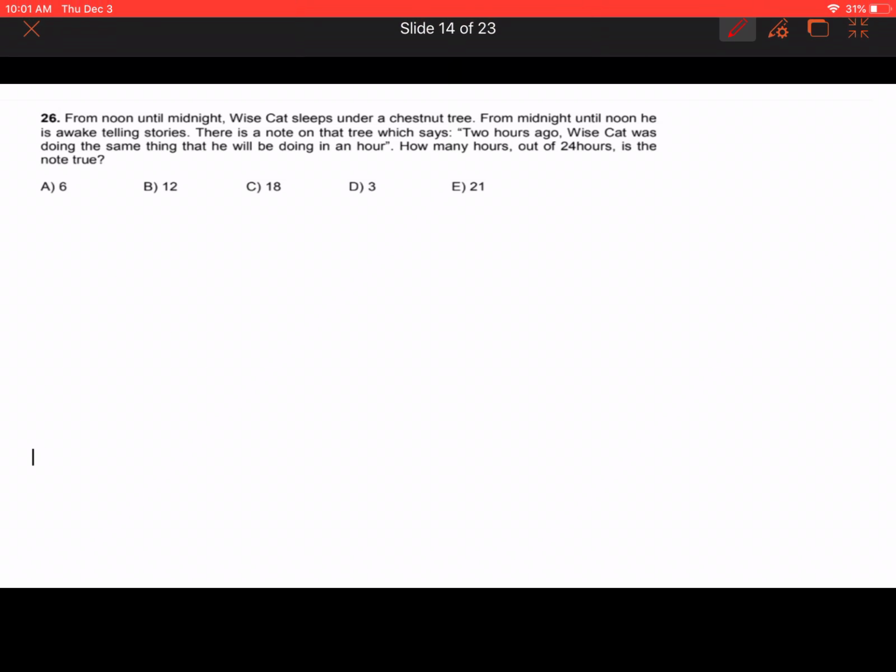Okay. The first problem is: from noon until midnight, Wise Cat sleeps under a chestnut tree. From midnight until noon, he is awake telling stories. There is a note on the tree which says, 2 hours ago Wise Cat was doing the same thing that he will be doing in an hour.